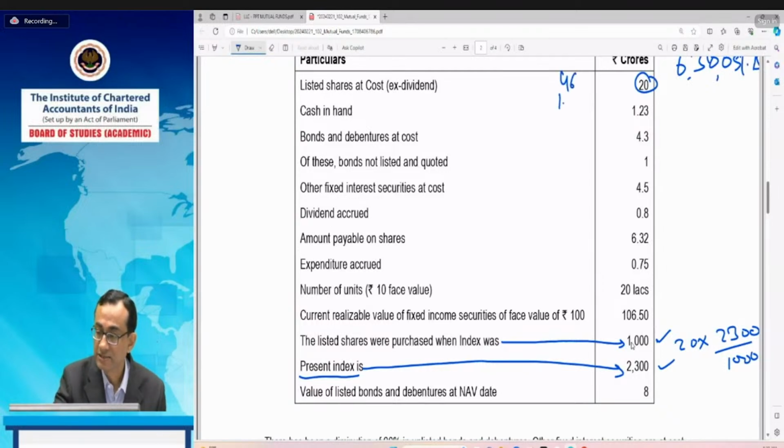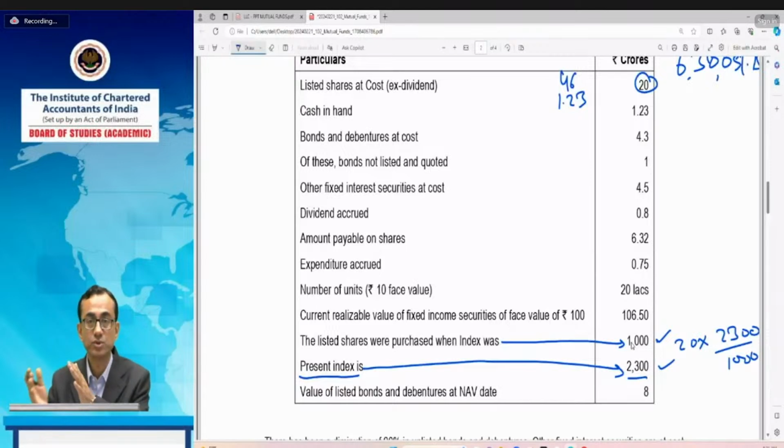Cash in hand, as it is, 1.23 will be taken. So first of all, I will be calculating the assets of the mutual fund. For listed shares, we have calculated 46. How is 46 arrived at? 20 crores investment had been made and the index was 1000 when the 20 crores were purchased. Now the present index is 2300. So we calculated 20 in the proportion of 2300 upon 1000, which is 46.